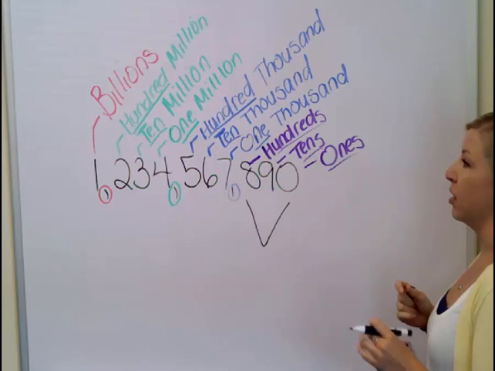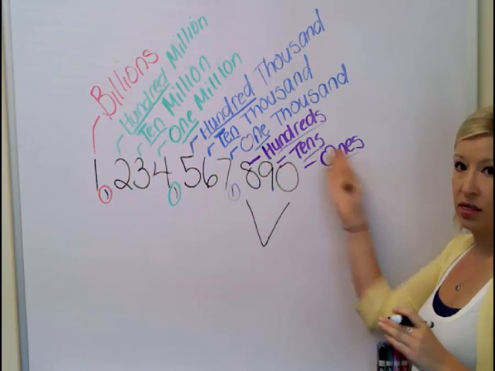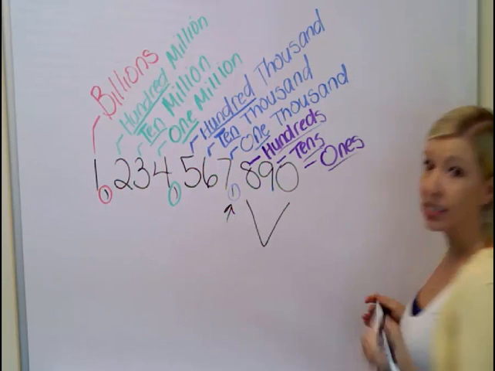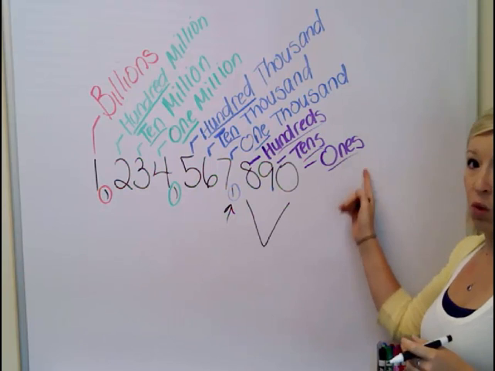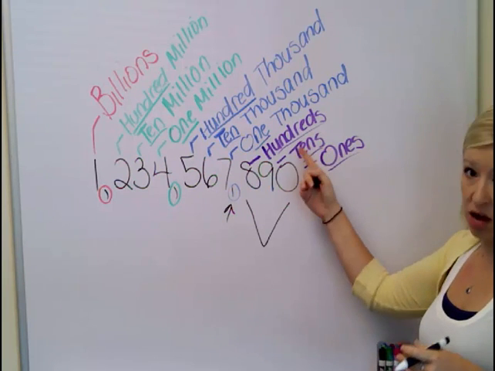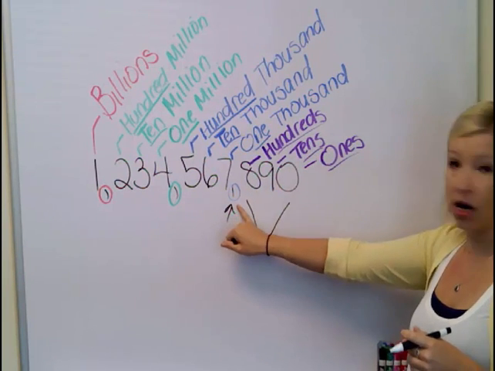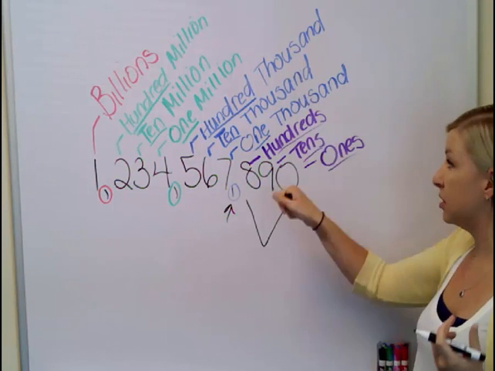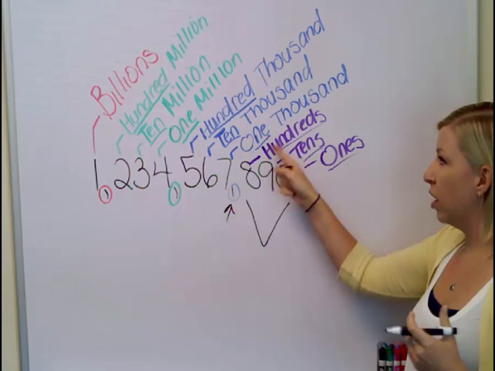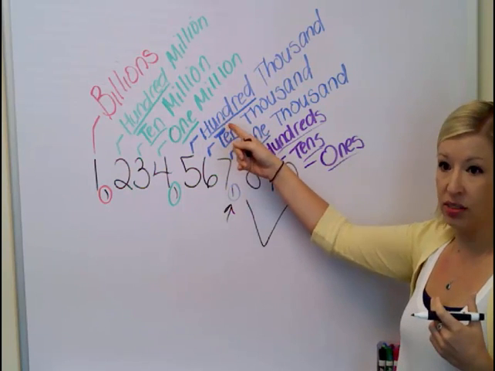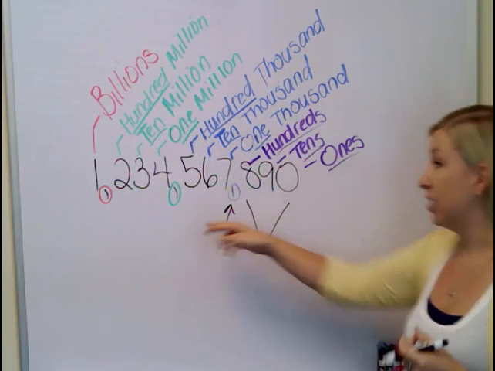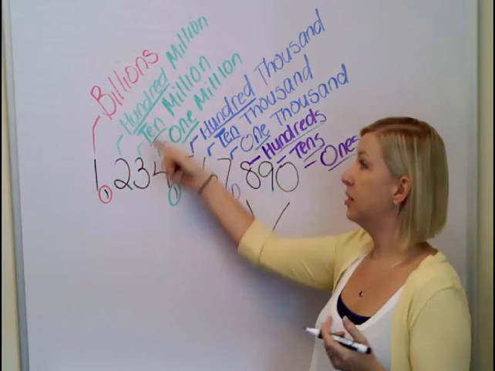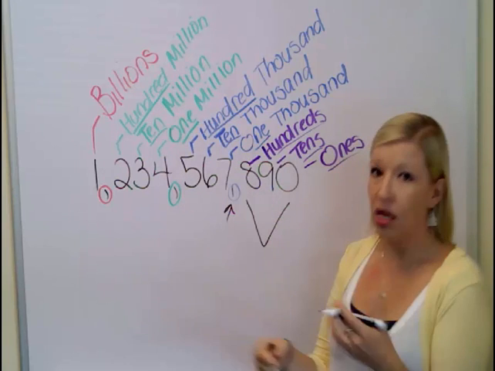Each period repeats ones, tens, hundreds, and then when you get to the comma, it changes the name. So first we start with ones, tens, hundreds, and then we see a comma, and that changes the name to now we're working with the thousands. Still ones, tens, hundreds, just with the thousands. I get to a comma, and the name changes to millions. So 1,000,000, 10,000,000, 100,000,000. Place values repeat.